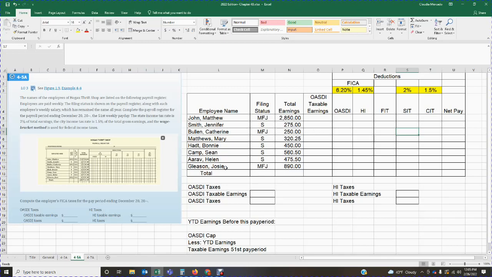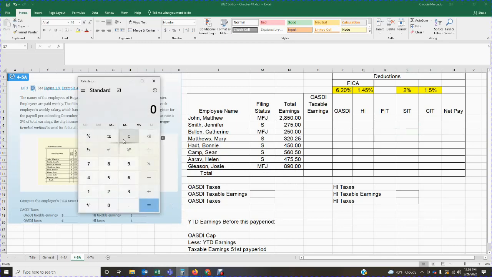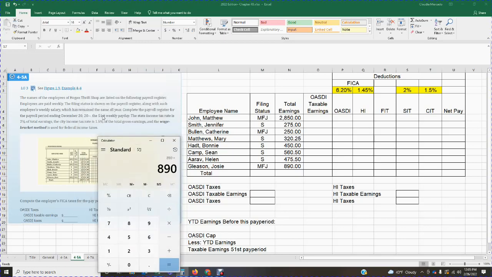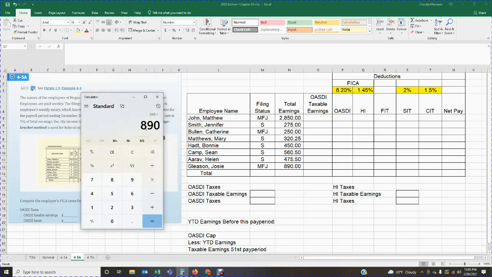Let's look at Josie. Josie is the second employee that makes the most money, $8.90. Let me get my calculator, and I'm going to do $8.90 multiplied by 50 weeks, because this is the 51st paycheck. I want to know how much these employees made before this paycheck. So I multiply it by 50, and that gives me only $44,500.